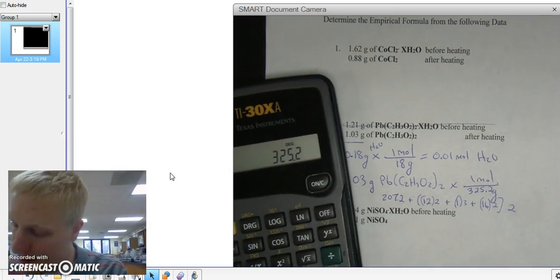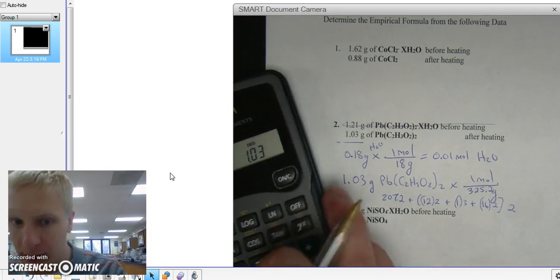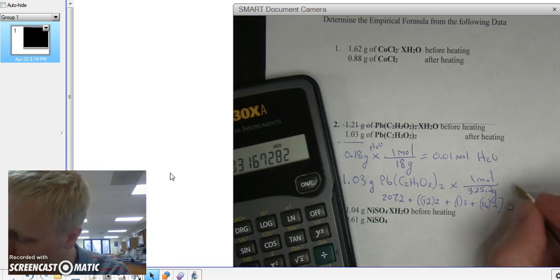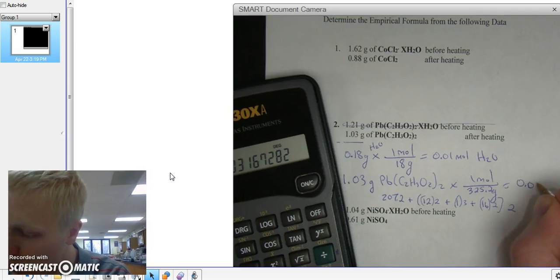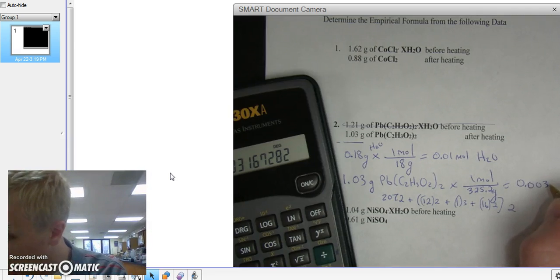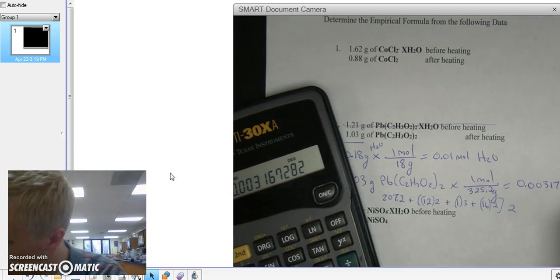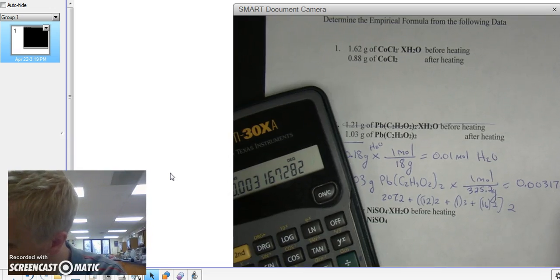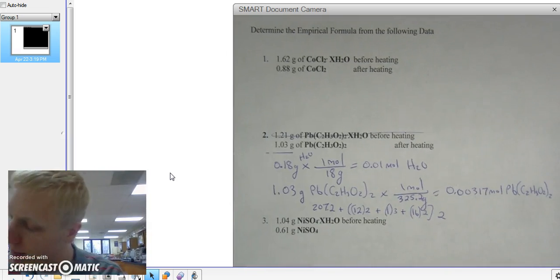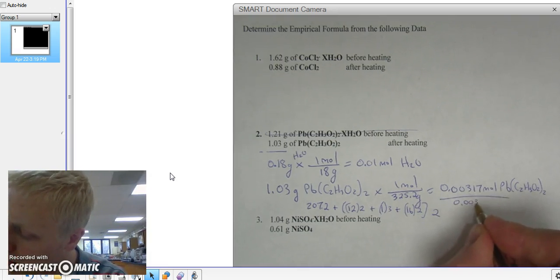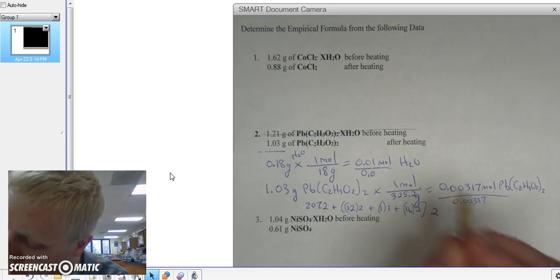Alright, then I'm going to take 1.03, multiply by 1, divide by 325.2, gives me a really small number, 0.003. We got 3 sig figs, so let's keep that trend going and call it 0.00317 moles of lead acetate. Alright, now that we have moles and moles, we're going to divide by our lowest answer. It looks like 0.00317 is our lowest answer.